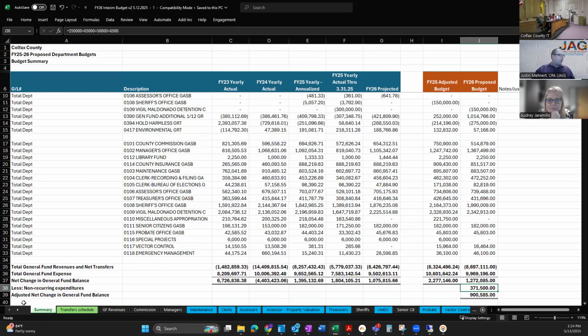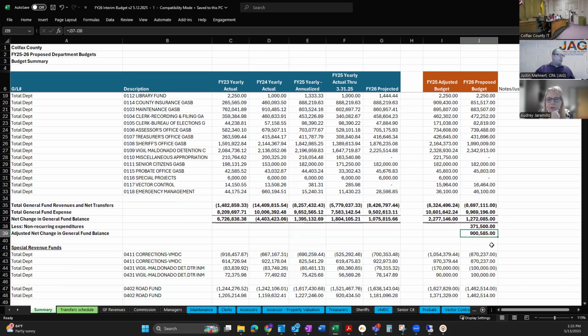And we're backing out here in row 38 certain non-recurring capital expenditures that are in the budget, such as the $250,000 request from the road department to do some culvert projects. That makes up the majority of the number. And there's a couple of vehicles that were requested that are in here as well. And so the adjusted change is a deficit of 900,000.